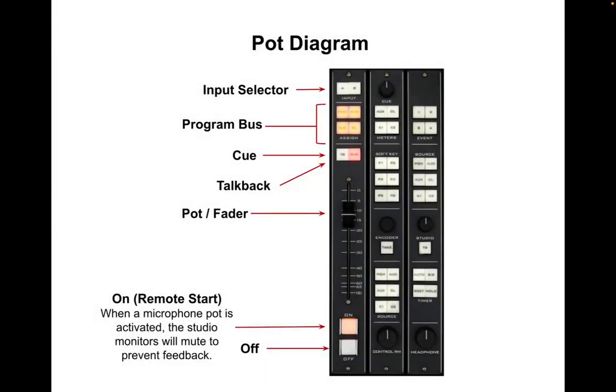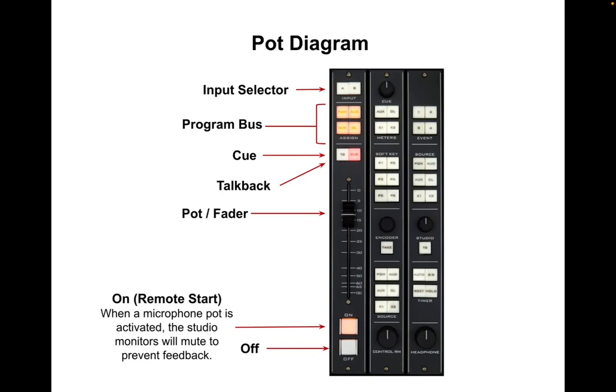The remote start, better known as the on button, triggers the audio from the playback source rather than from the playback equipment itself. For example, if you're using a CD player, you would insert the CD into the player, dial up the desired track, and put the player in pause mode at the beginning of the track. Once you want to play the audio on the air, you would press the on button on the console and not the one on the CD player.